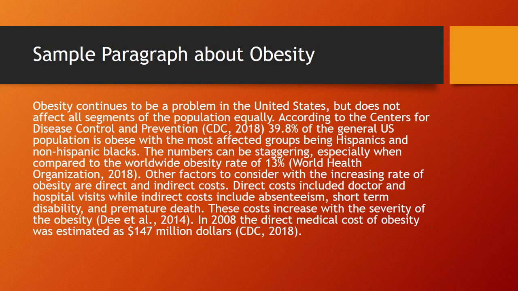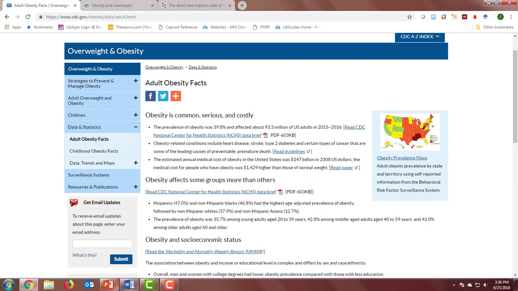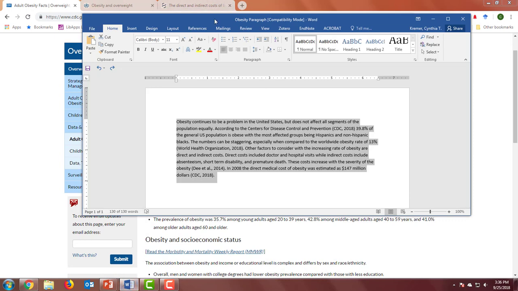Now I'm going to show you a paragraph that I wrote using 3 sources about obesity. I'm going to bring up my sources and my paragraph. I'm going to read you my paragraph and show you in the sources. Obesity continues to be a problem in the United States, but does not affect all segments of the population equally. According to the Centers for Disease Control and Prevention, CDC 2018, yes, I could put a comma there, 39.8% of the general U.S. population is obese, with the most affected groups being Hispanics and non-Hispanic blacks.